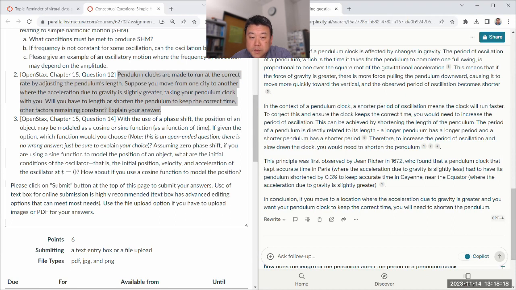Shorter period faster, correct, and ensure that keeps the correct unit, increase its period of oscillation. This is wrong. You have to lengthen. It's the length of the pendulum. It got it right, I think. So it says, longer pendulum has a longer period. That's exactly what you want. So you want to make it longer. And to increase the period of oscillation, you need to lengthen the pendulum.